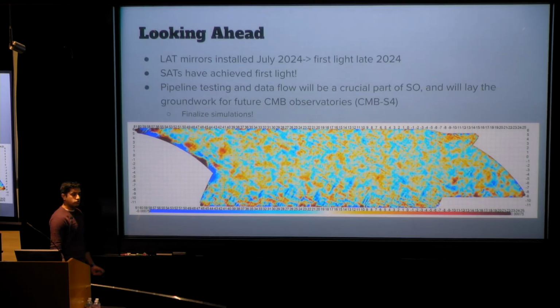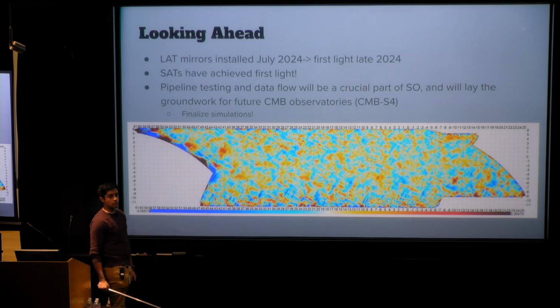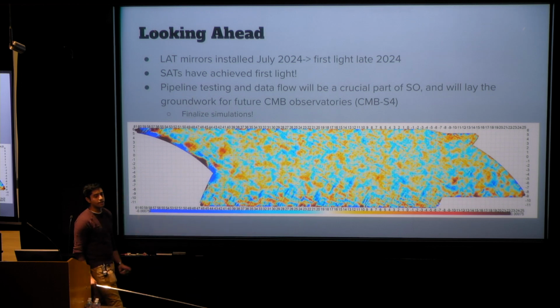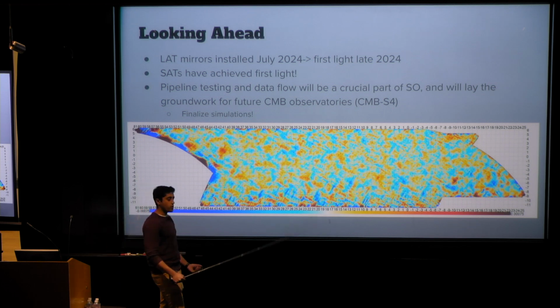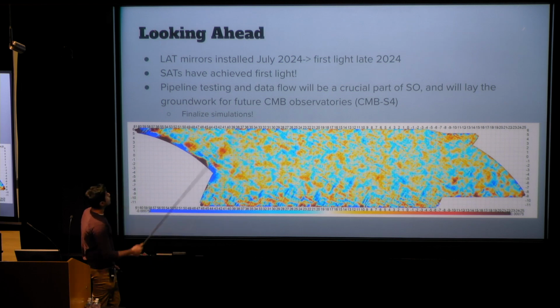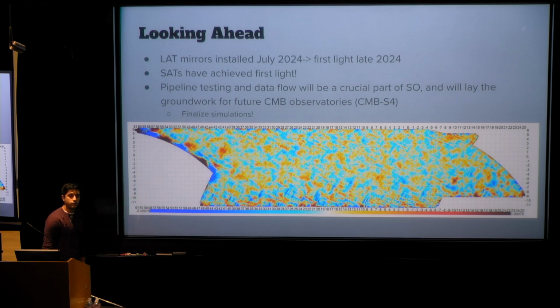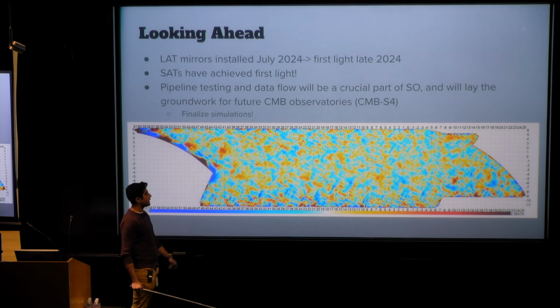OK, so let's look ahead. What's coming up? So as of now, the LAT mirrors will be installed in June or July of 2024. It keeps getting pushed, which means first light in late 2024. It'll go through a period of early instrument commissioning before we can start producing science data. I do want to point out that the first of the SATs has achieved first light, which is very exciting, and it's currently going through the commissioning period that I just mentioned for the LAT.